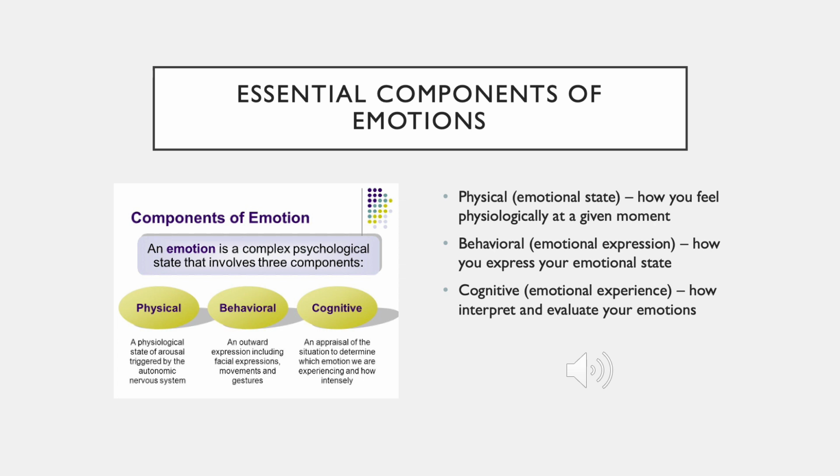And then our emotional expression through behavioral elements or our reactions and actions that we take based on how we feel, so how we express our emotional state. So if we are feeling excited, we might want to give extra hugs, or we might want to jump up and down. And then cognitively, we experience emotions and interpret the value of our emotions.